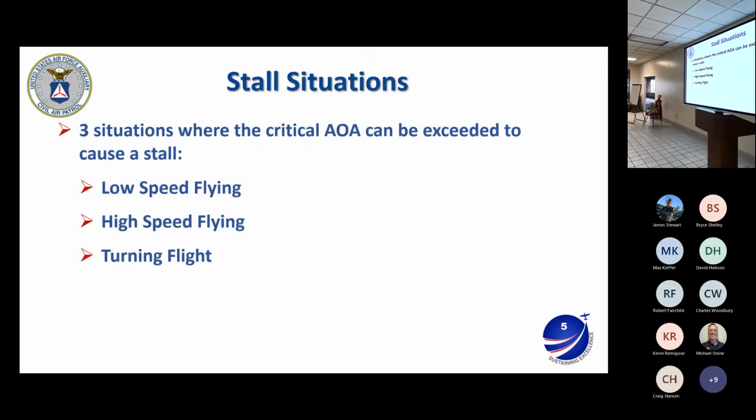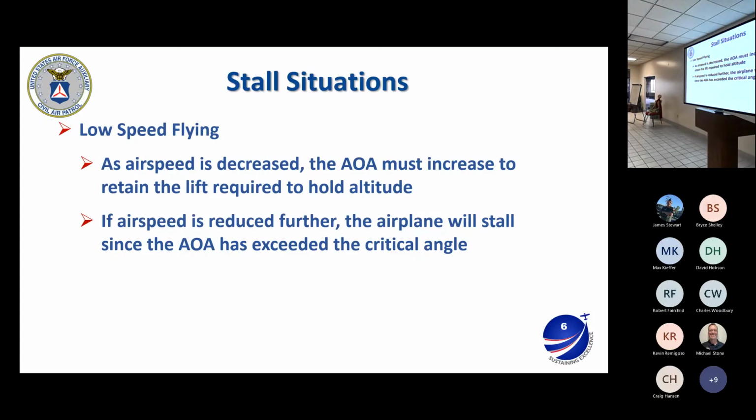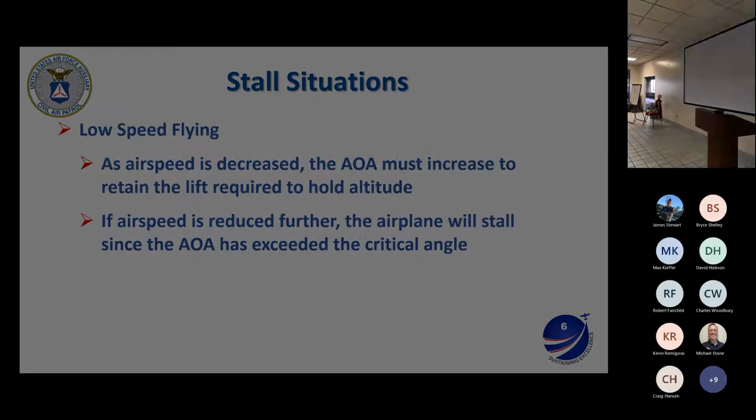Okay, so that critical angle of attack leads to three situations that can result in stalls, at least what we'll talk about today: low speed flying, high speed flying, and turning flight. Low speed flying, yeah, we're kind of all used to this one. As airspeed decreases, the angle of attack has to increase or you're going to stall. So in order to maintain altitude, you have to increase the angle of attack. But if you let the angle of attack get too high or you let the speed get too low, then you exceed the critical angle of attack. That's the normal standard scenario for low speed stalls.